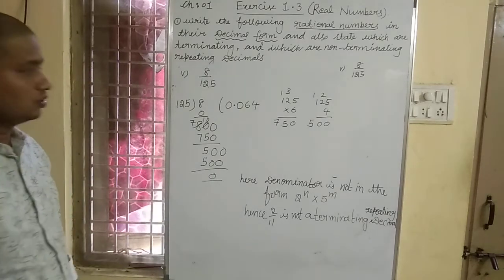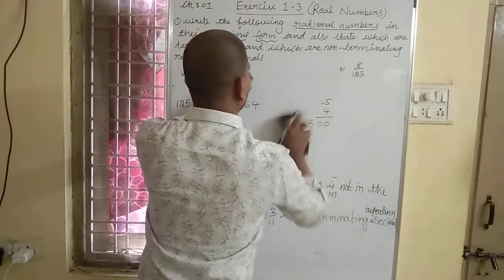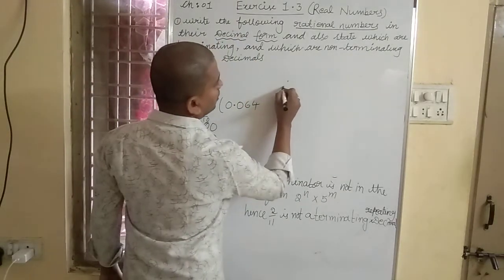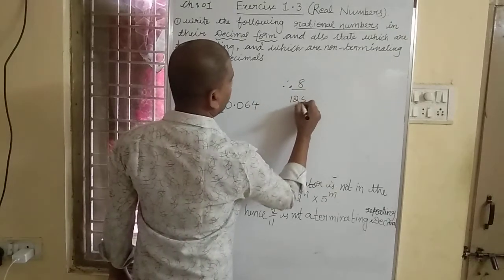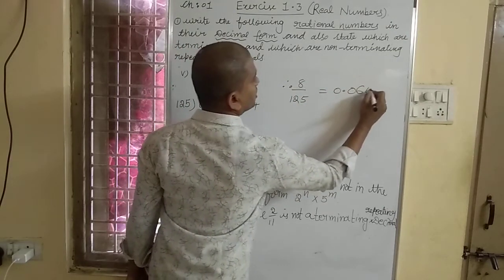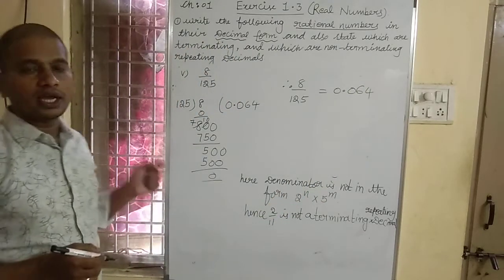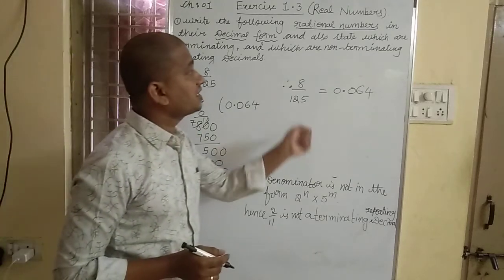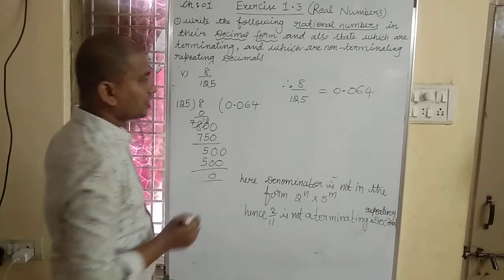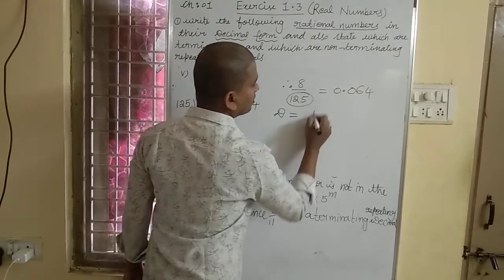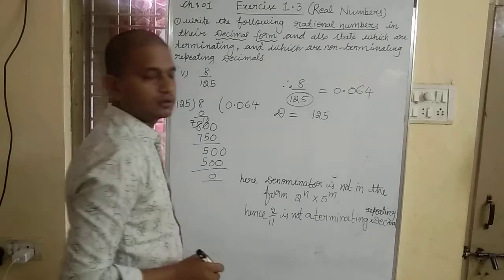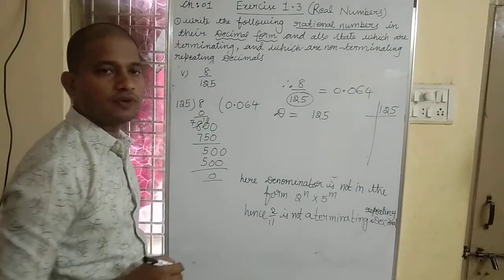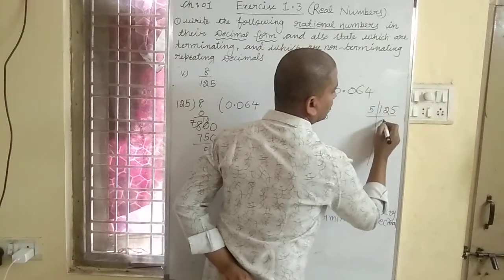500, which is equal to 0.064. So what is the decimal form of 8 by 125? Therefore the decimal form of 8 by 125 is 0.064. Okay, and we have to state whether it is terminating or non-terminating. So what is the denominator here? Here the denominator is 125. So let us find the prime factors of 125. It will go with the 5 table.